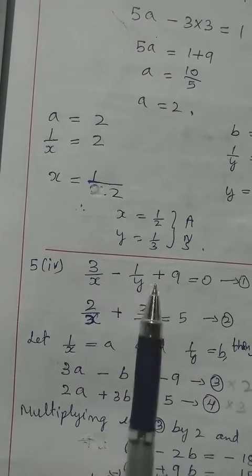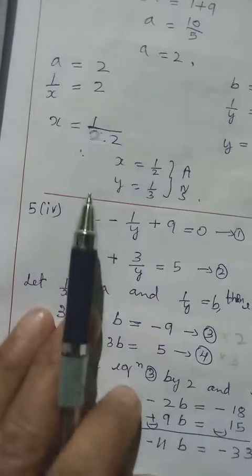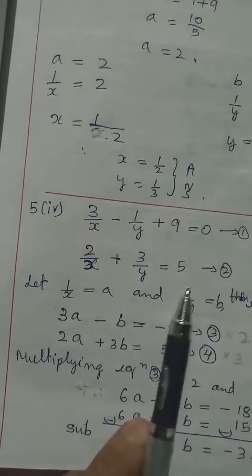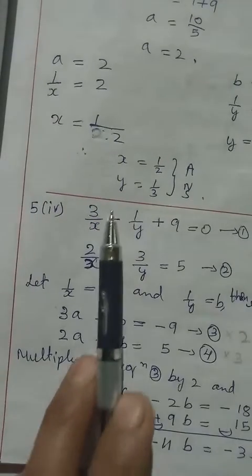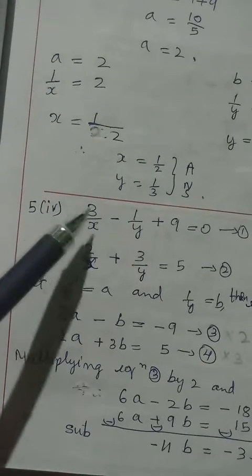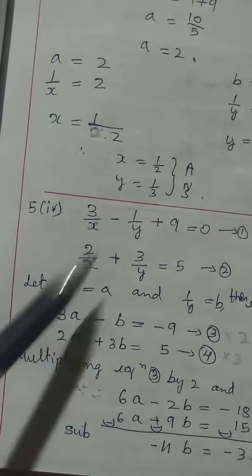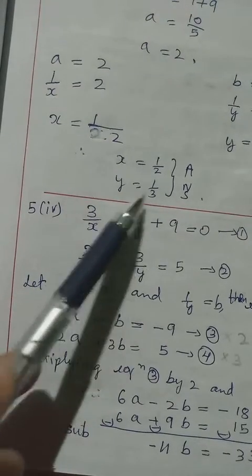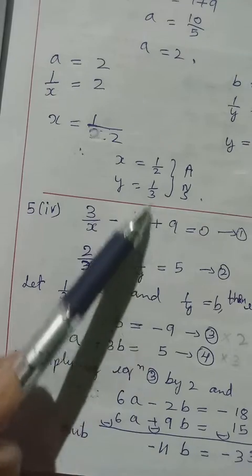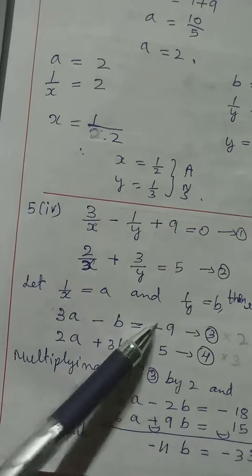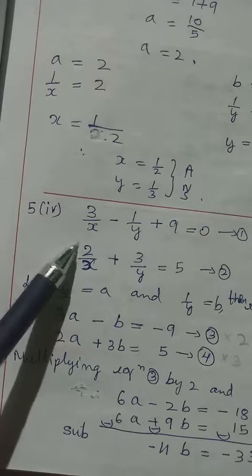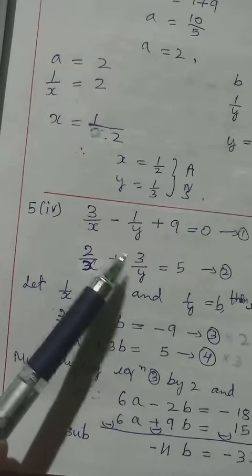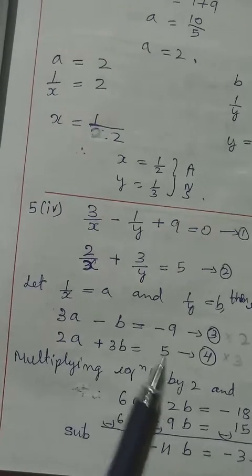Okay, those. So we move on to number 4. Here again, we have x and y in the denominator, so we will arrange it properly. So again, let us take 1 by x equal a and 1 by y equal b. Then we replace in these two equations. So here 3, 1 by x, we can write a minus, instead of 1 by y, we can write b. This constant term, we transfer it the other side. This is plus, if transfer that side, become minus. Then here we have 2, instead of 1 by x, we can write a. Then plus 3, instead of 1 by y, we can write 3b equal 5.